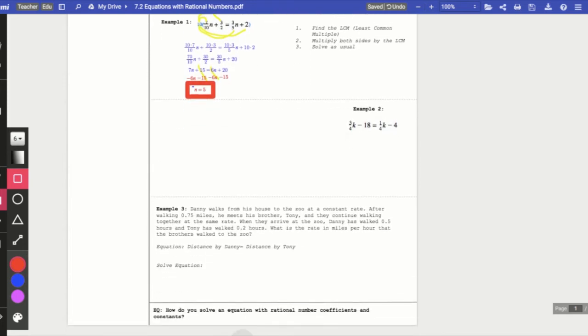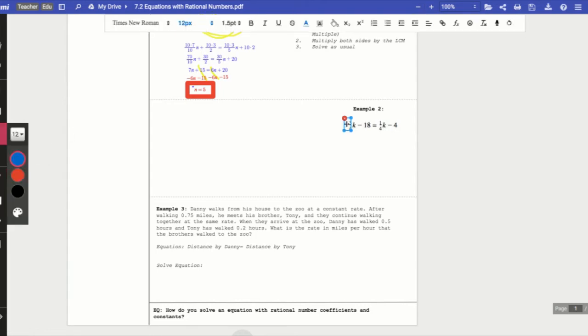All right, in the second example, we're doing the same thing. We have 3/4 k minus 18 equals 1/4 k minus 4. This one's actually almost easier because if you check it out, they have the same denominator, right? It's easy to just subtract the fractions if they have a common denominator, but I know you guys don't like fractions, so we're going to get rid of it. So again, least common multiple, where since they're the same number, the least common multiple is 4. So in this case, I'm just going to multiply by 4 to everything.